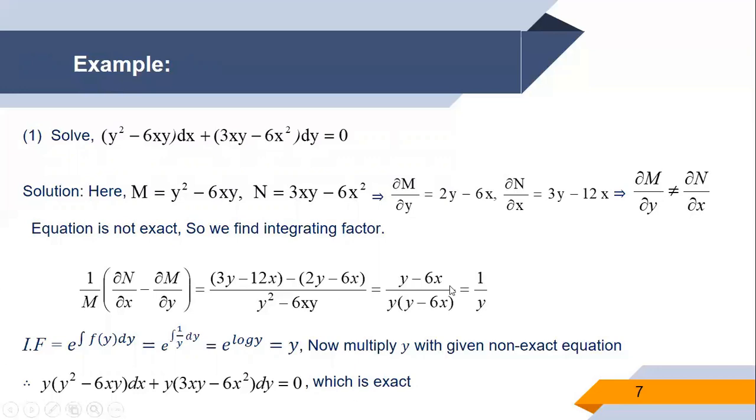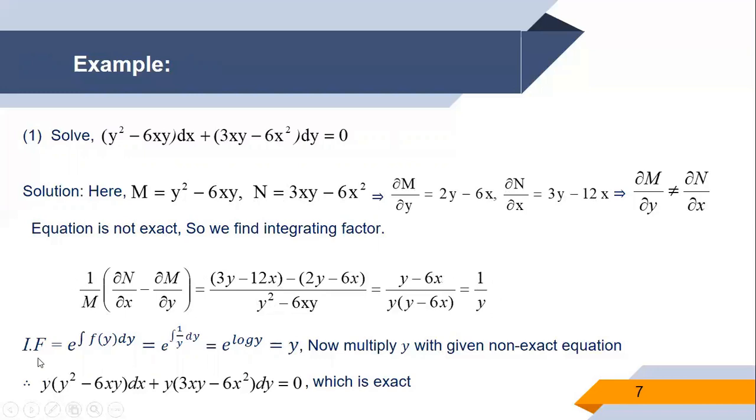So here we use the method 1 upon M (∂N/∂x − ∂M/∂y). So 1 upon M, that means 1 upon y² − 6xy, and ∂N/∂x we know is 3y² − 12x, minus ∂M/∂y, which is 2y − 6x. The calculation gives y − 6x. In the denominator y is common, y − 6x cancels, then the term is 1 upon y. That means this term depends only on y.